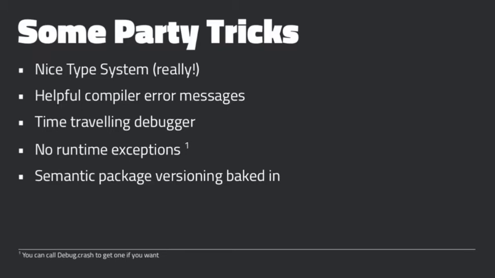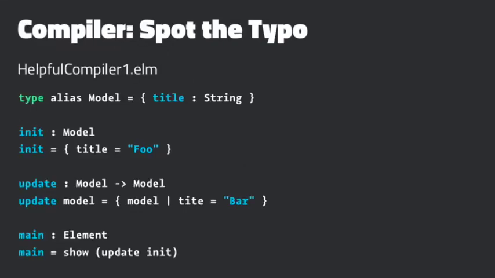So I'm going to just go through a few Elm party tricks. It's a nice type system. Really, it is. Really helpful compiler. It's actually one of the best features. It's a time-traveling debugger, which sounds really cool. It has no runtime exceptions. Well, you can actually make it crash, but that's only if you want to. That's one of the big things about it, and it also has semantic versioning baked in.